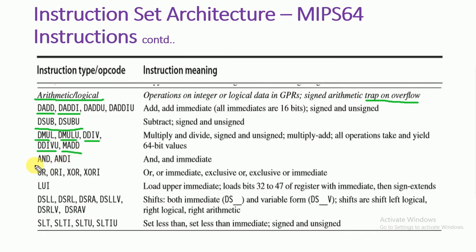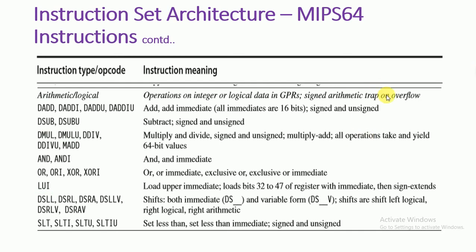So similarly for logical operations we are using AND immediate, OR immediate, XOR immediate, load upper immediate. All these are special instructions. We are not so familiar, but just have a look at these instructions which are used with the MIPS 64 architecture. Just remember some of the instruction names used with MIPS 64. So the general point is arithmetic and logical instructions are used for basic arithmetic operations and basic logical operations within the processor.